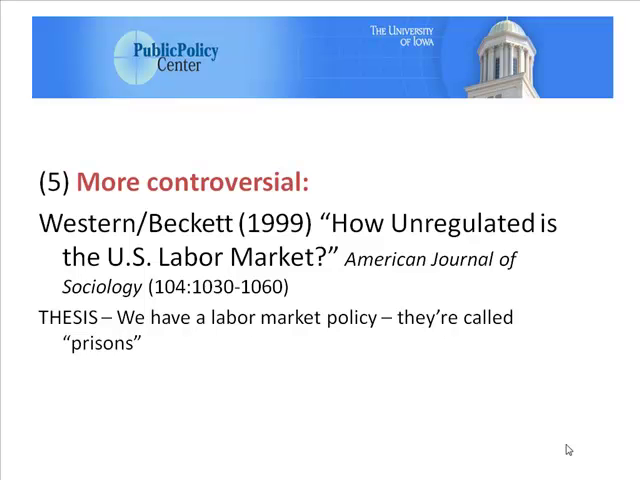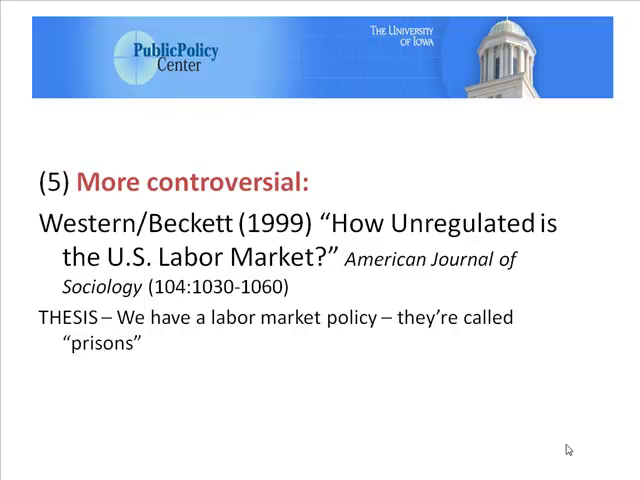Somewhat more controversial, and I'll leave you with this. There have been more recent analyses done between basically 1999 and now that talk about whether or not we actually do have a labor market policy in the United States. They're prisons. Western European nations spend money on welfare. We spend money on prisons.